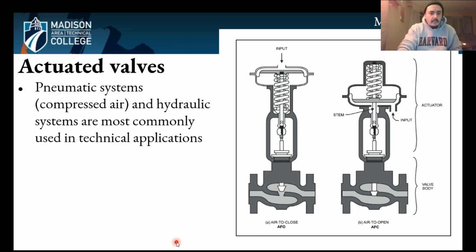All right. Next, we're going to talk about actuated valves, because these are used in systems, and basically, when a system fails or when something fails, they go to one state or the other. It's either open or closed, on or off. So this is a pneumatic system. It's compressed air, and this can also be controlled with hydraulic systems, so hydraulic fluid. And this is used in many, many technical applications.